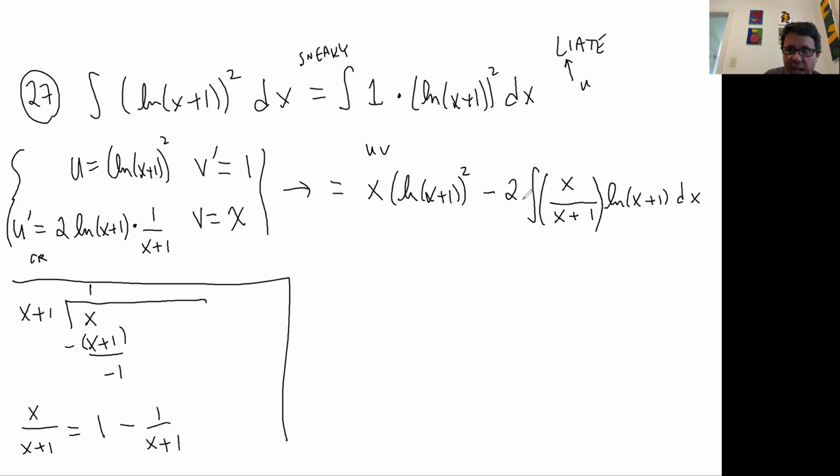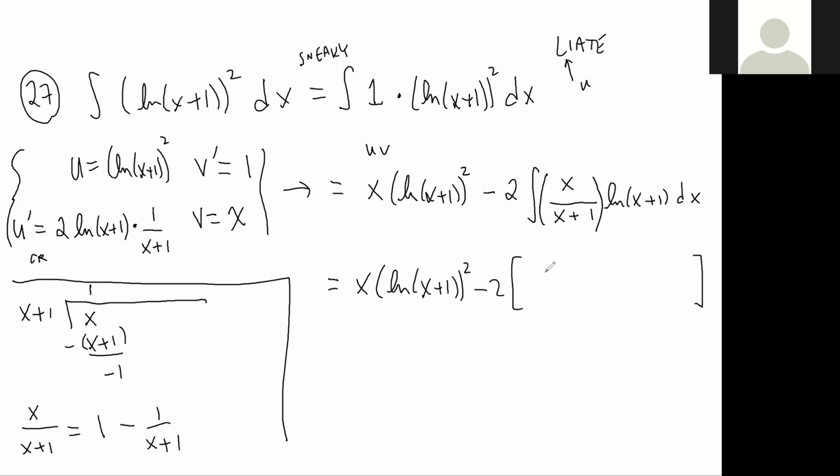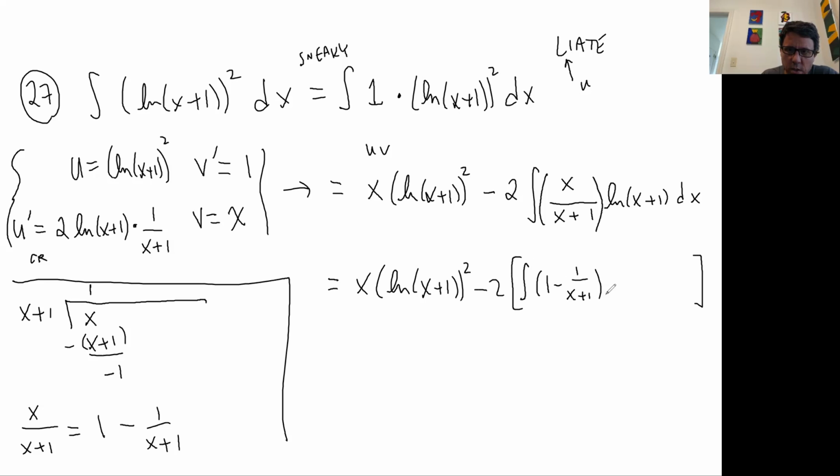And I'm going to substitute that in, and you're like, that's going to make it even worse. Well, almost. So let's see. I have the first part. And then the second part, I'm going to put this division in. So I have the integral of 1 minus 1 over x plus 1, times natural log of x plus 1.